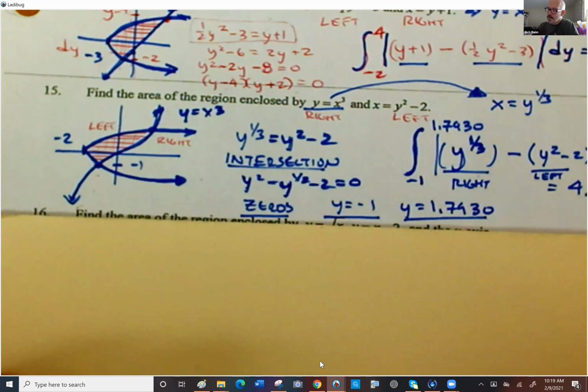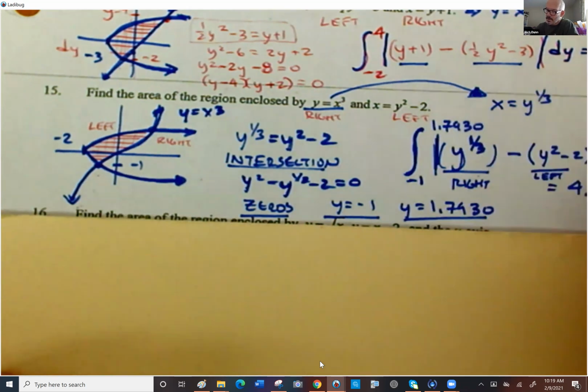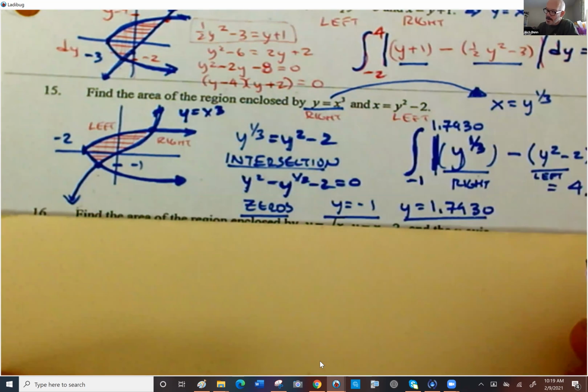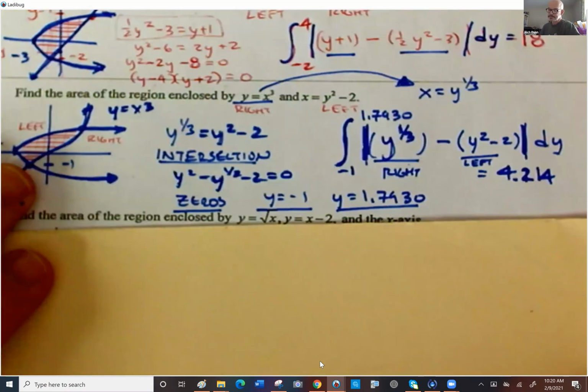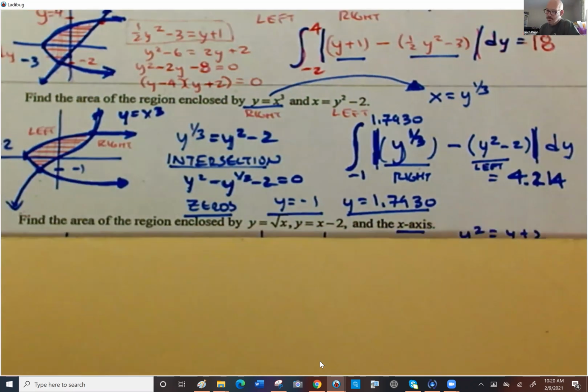Put that in our calculator, add a little absolute value. Hopefully by now you're able to find where that absolute value function is on your calculator to use that. And our end result would be 4.214 for the final answer. And let's take a look at one final example here.